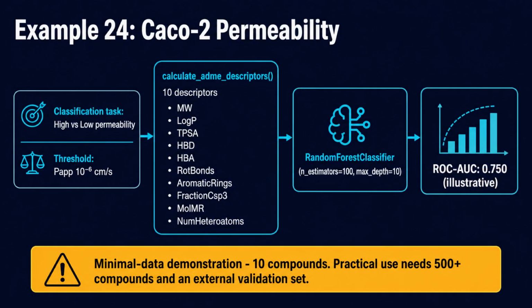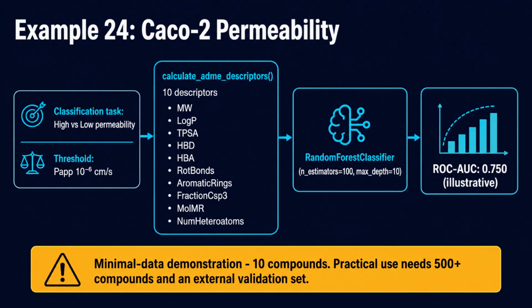Example 24 tackles CACO-2 permeability prediction for intestinal absorption. This is a classification task, high permeability versus low, with the boundary around a P-app of 10 to the -6 centimeters per second. Calculate 10 ADME descriptors per compound: molecular weight, log P, TPSA, hydrogen bond donors and acceptors, rotatable bonds, aromatic rings, fraction of sp3 carbons, molar refractivity, and heteroatom count. Then fit a random forest classifier.